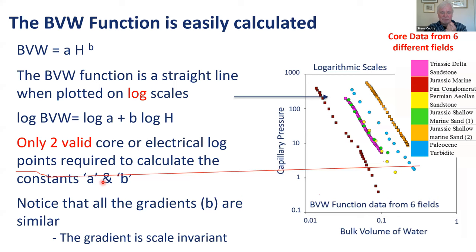This axis here is height, and it is scale invariant, which means you can change capillary pressure to height, you can change from meters to feet, and you'll get the same gradient. And that gradient is 0.42. The answer is 42. But what you also notice here is that the gradients are probably the same. And we're working on this now. We find the same gradient in all fields. So your field is defined by one parameter, A.